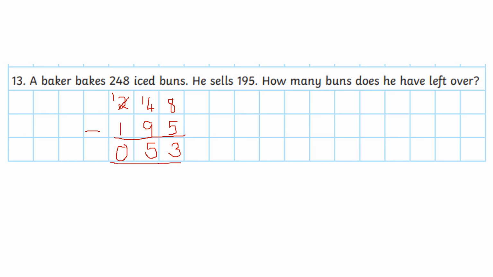And then if we want to check this answer, we can say, right, well, he sold 195. We're saying that he had 53 left over. So if we add those two back together, so the amount that he sold plus what he's got left, that should give us the total that he started with. So let's check that it does. 5 plus 3 is 8. 9 plus 5 is 14. So you put your 4 and carry the 1. And then 1 add 1 is 2. And that gives us the total that he started with, so we know that we've done it correctly.